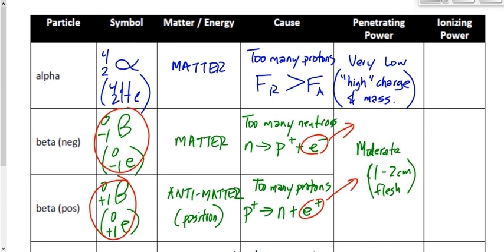So beta particles would actually go into your skin. They'd penetrate the outer layer of your skin into flesh, 1 or 2 centimeters. They wouldn't penetrate into internal organs, but they would certainly go further than alpha particles would.